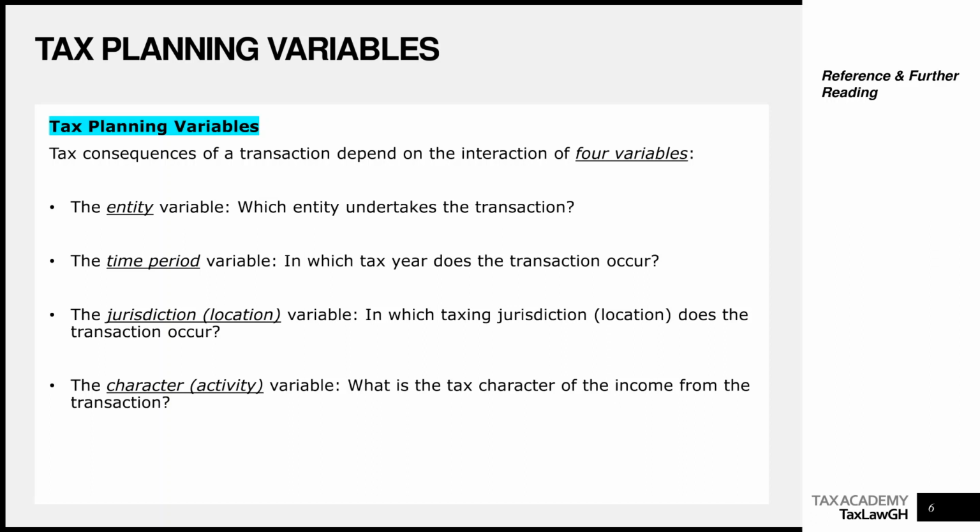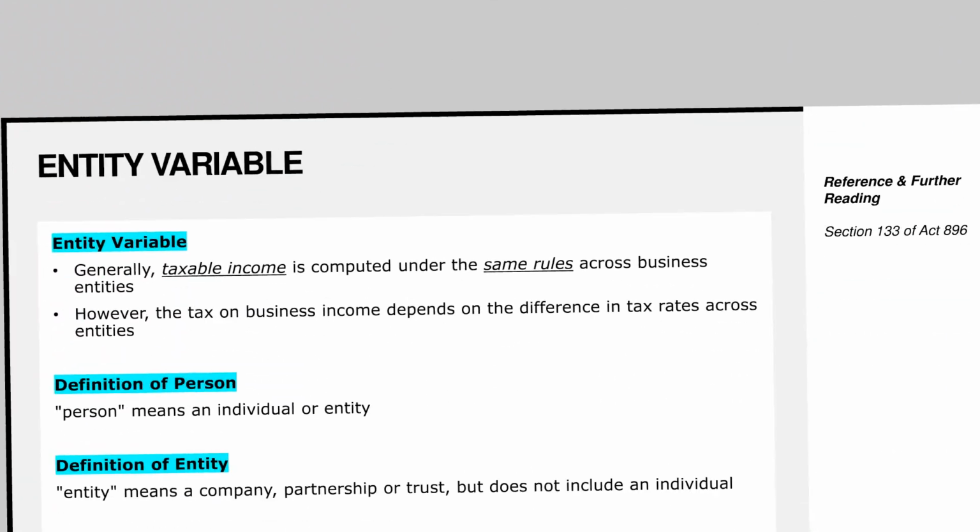How about the character or activity variable? Here we are asking, what is the tax character of the income from the transaction? The income item we are seeking to tax, what is it from? As you find out also, when it comes to the activity, different activities attract different income rates. Now that we know at least high level what each one talks about, let's go and look at the entity variable in a lot more detail.